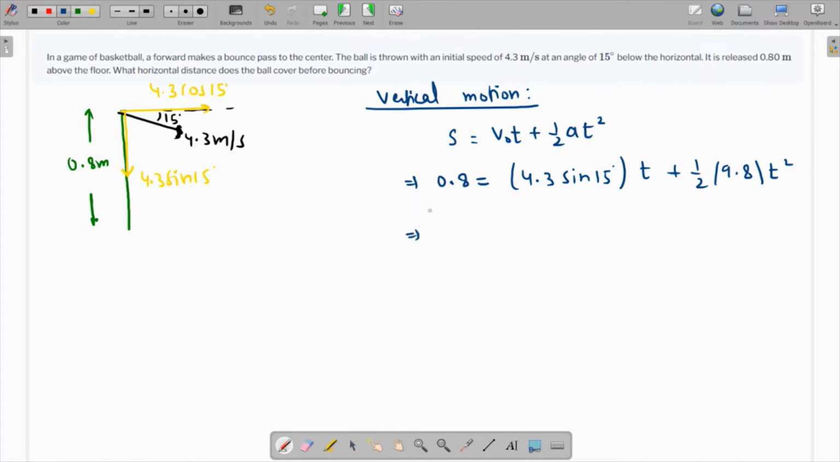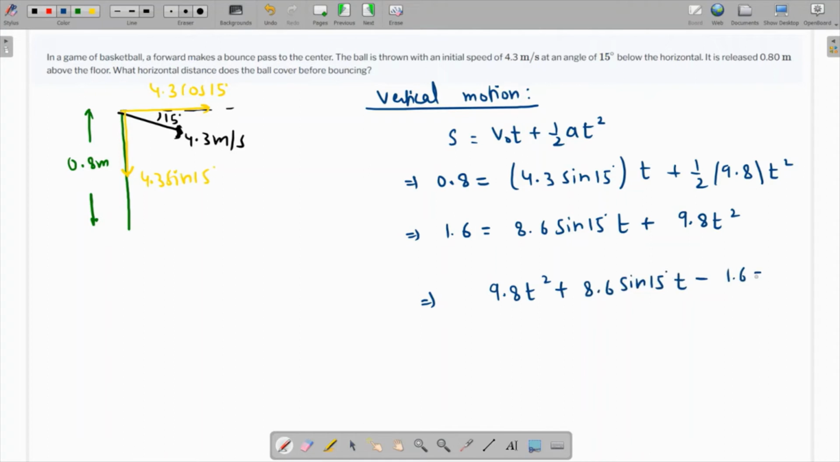So we multiply by 2 on both sides. 0.8 times 2 is 1.6, and this is equal to 4.3 times 2, which is 8.6, sin 15 t, plus 9.8 t squared. So this becomes 9.8 t squared plus 8.6 sin 15 degrees t minus 1.6 is equal to 0.